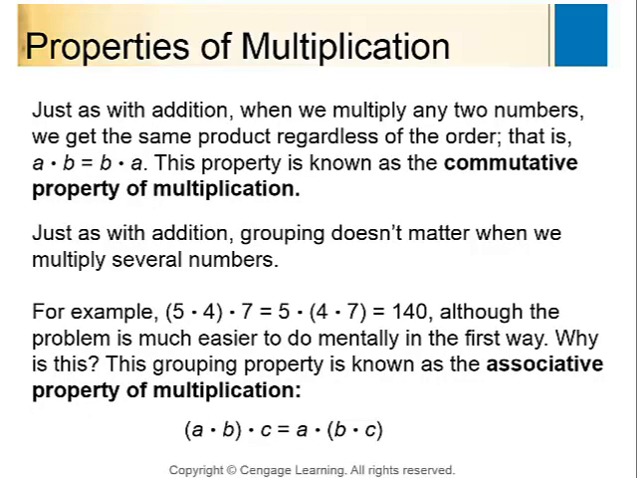Moving on to the commutative property, multiplication follows the commutative property. 3 times 4 is the same as 4 times 3. Also following the associative property, multiplication follows that as well.